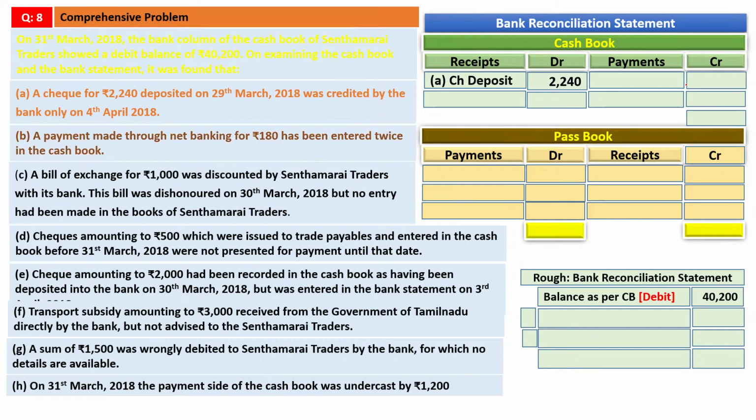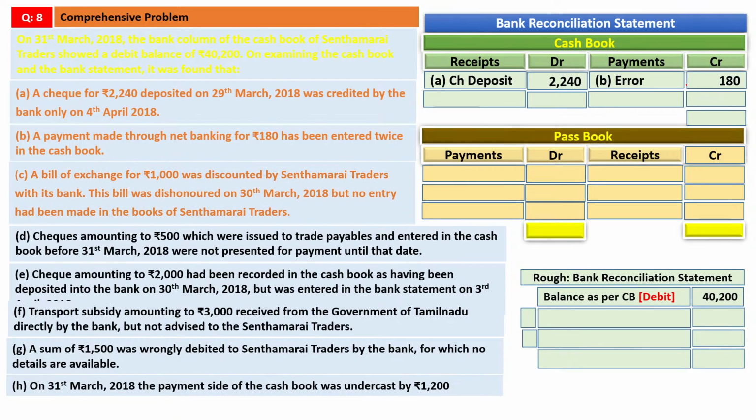And a payment made through net banking for rupees 180 has been entered twice in the cash book. I have paid, but recorded twice. So in the payment side, one payment is matching, another payment is not matching. So only another payment. Error 180 rupees.